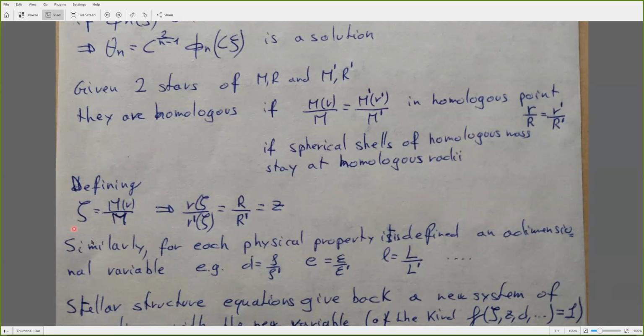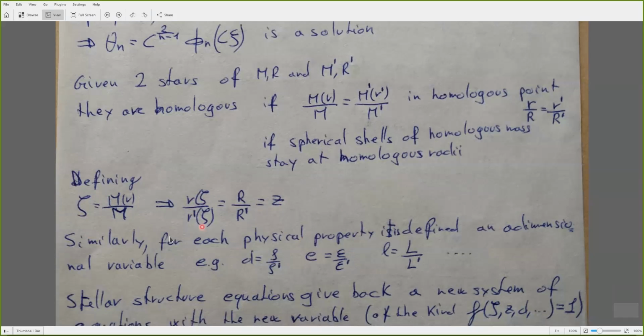dimensionless variable, the ratio between the relative mass inside the star at a certain radius, and the ratio of the radius considered as a function of the radius of the mass. We call this theta. We can do it for all, for density, the energy production rate, and the luminosity.